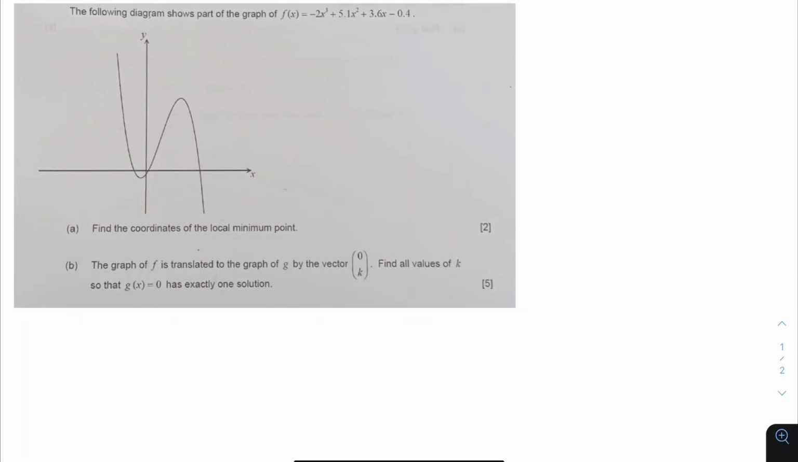So part A of this question asks us to find the coordinates of the local minimum point where f of x, the function shown here, is negative 2x cubed plus 5.1x squared plus 3.6x minus 0.4. So what we're first going to do is differentiate the function since it's looking for a stationary point. So differentiating it gives us, using the power rule, negative 6x squared plus 10.2x plus 3.6.